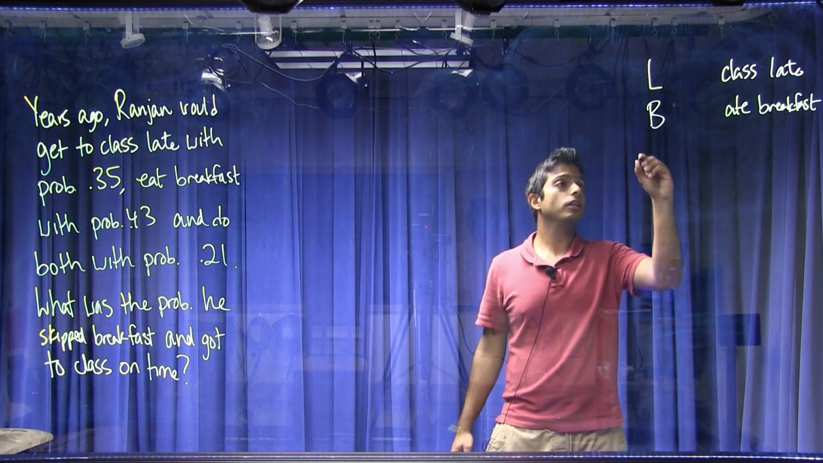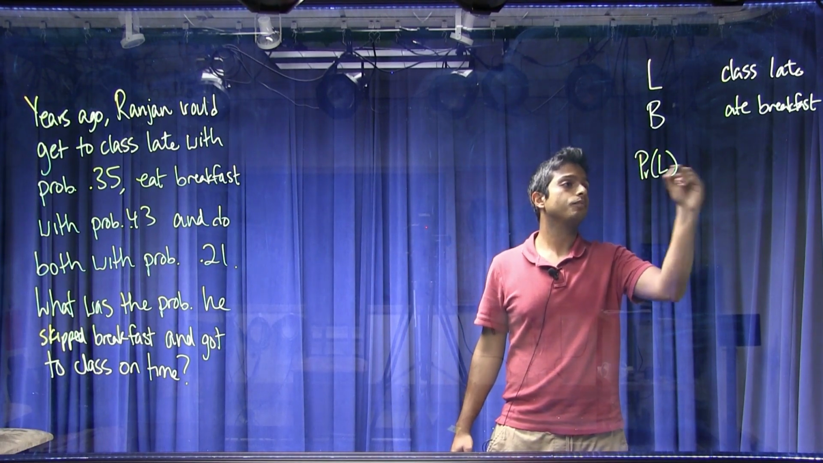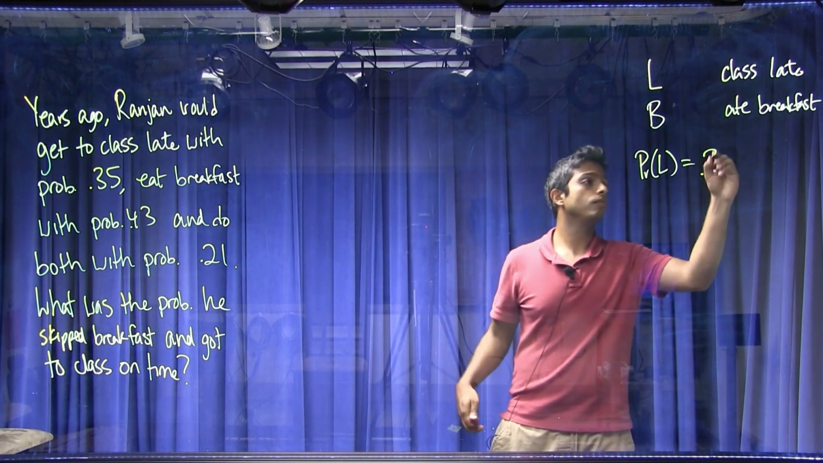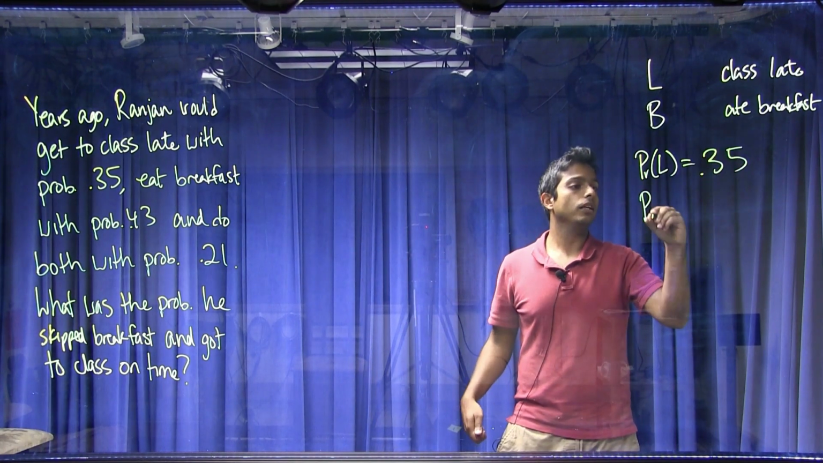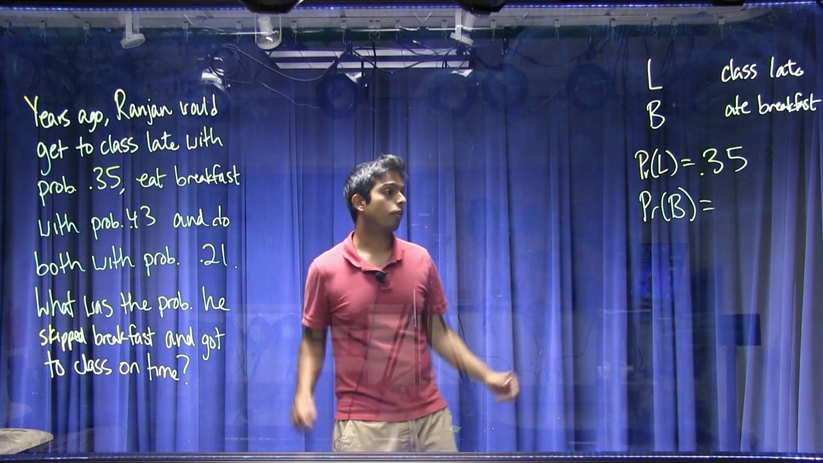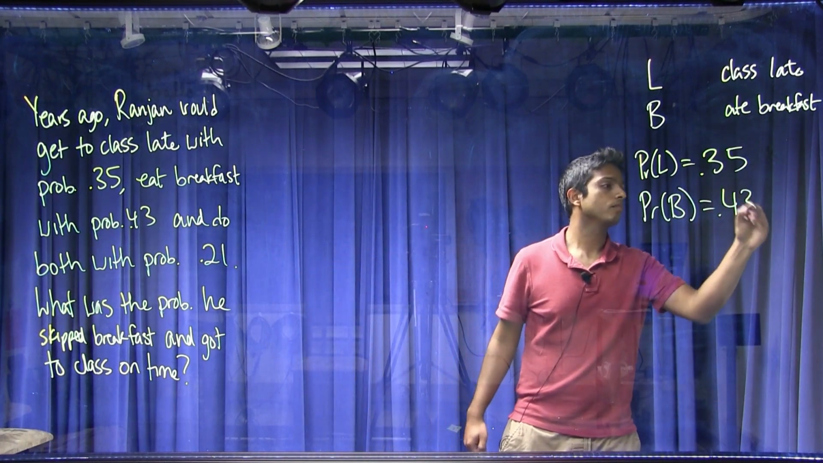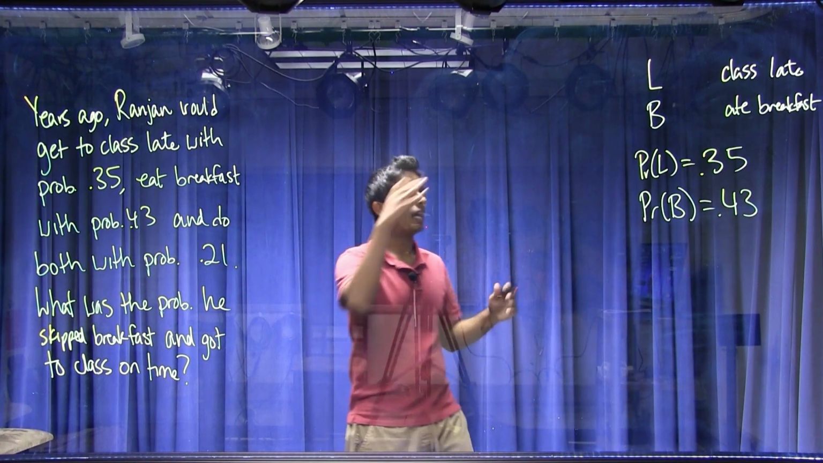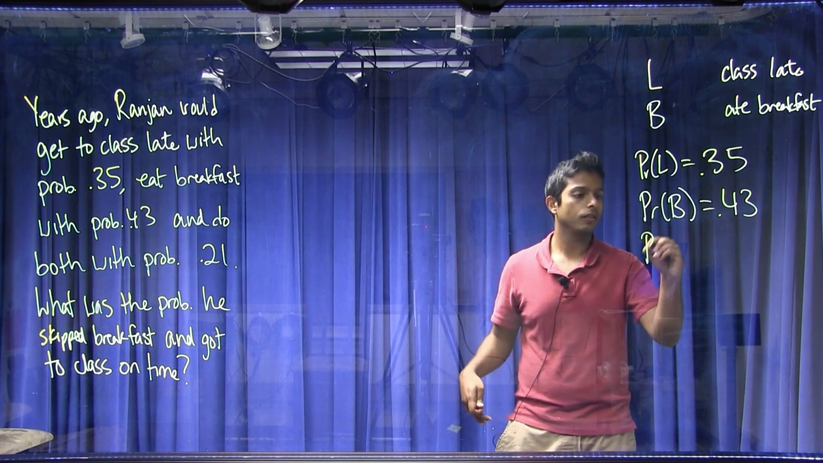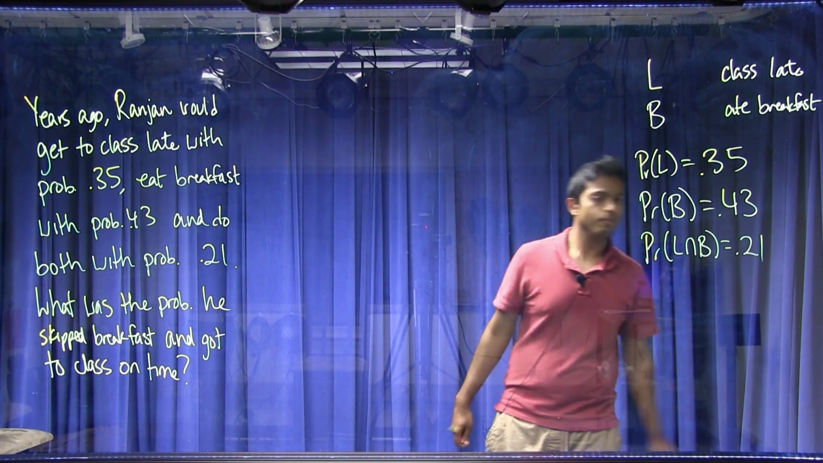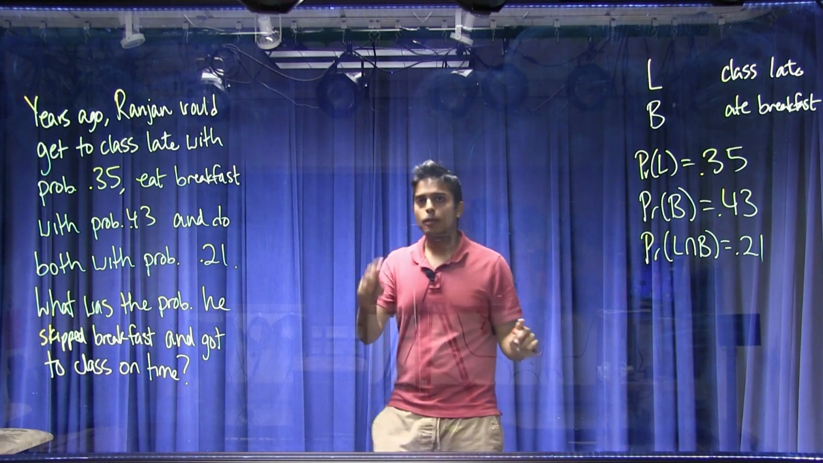So the probability of L, the probability that I got to class late, is 0.35. The probability that I ate breakfast, well, that is 0.43. And I would do both with probability 0.21. So if I'm doing L and B, that's the intersection, and that's 0.21.